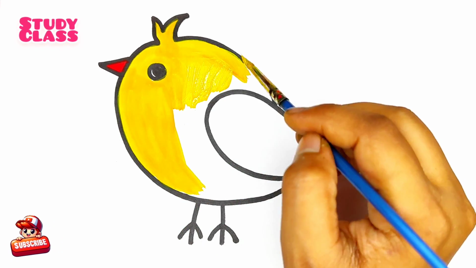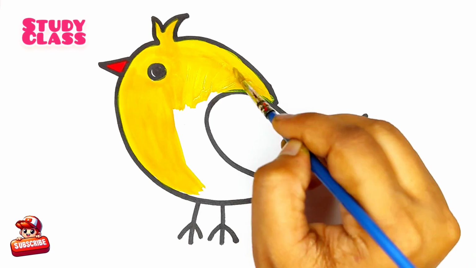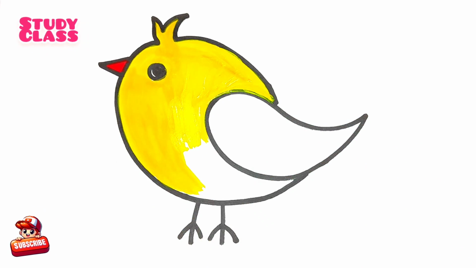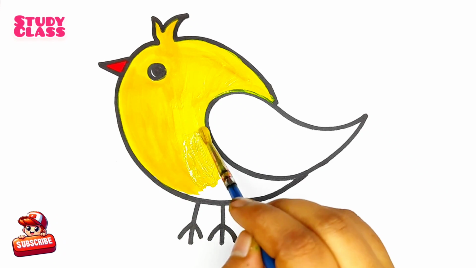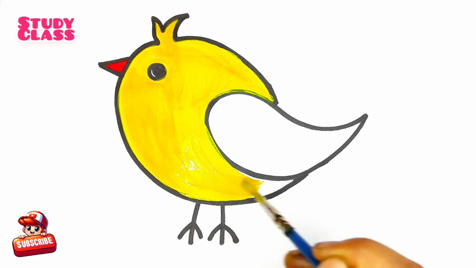Birds use their beaks to eat, build nests, and care for their young. They live in different habitats, like forests, grasslands, and even cities. Many birds migrate long distances to find food or warmer weather.